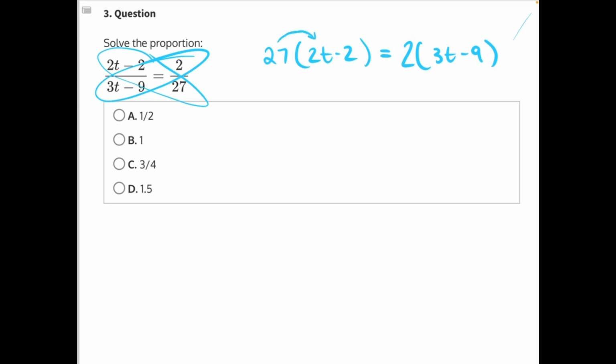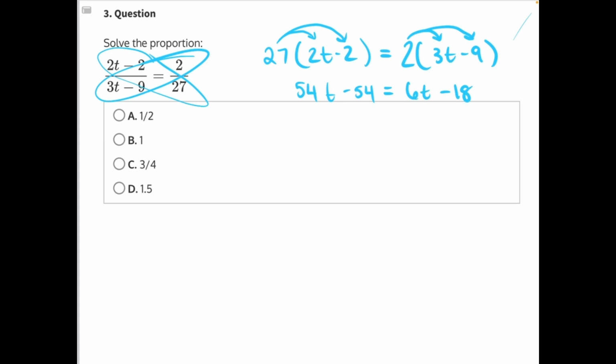doing distributive property. 27 times 2t will give us 54t, and then 27 times negative 2 will give us a negative 54. That all equals 2 times 3t would give us 6t, and 2 times negative 9 would give us a negative 18. Now we can start doing opposite operations to combine our like terms and isolate our variable.